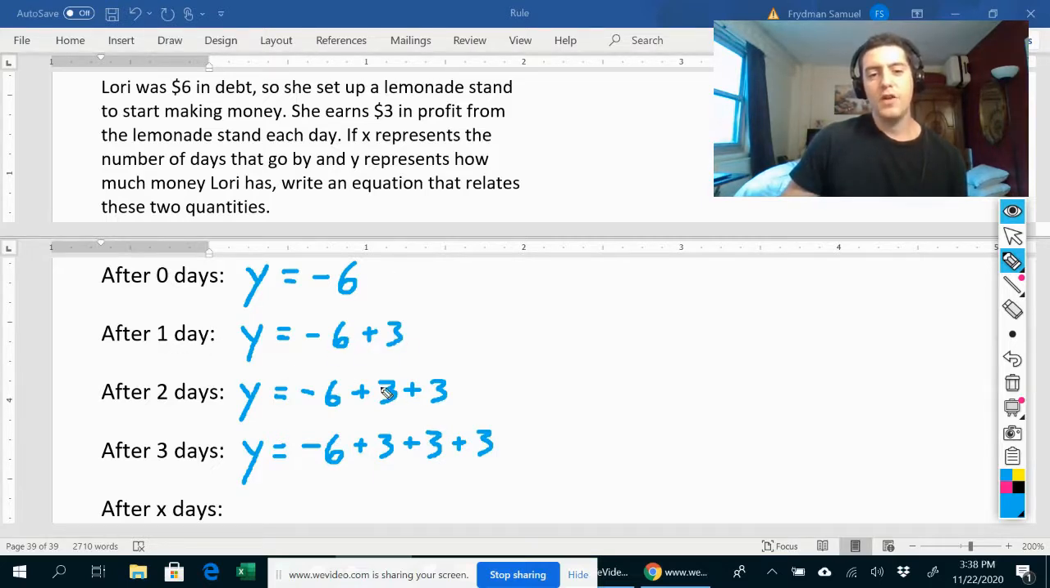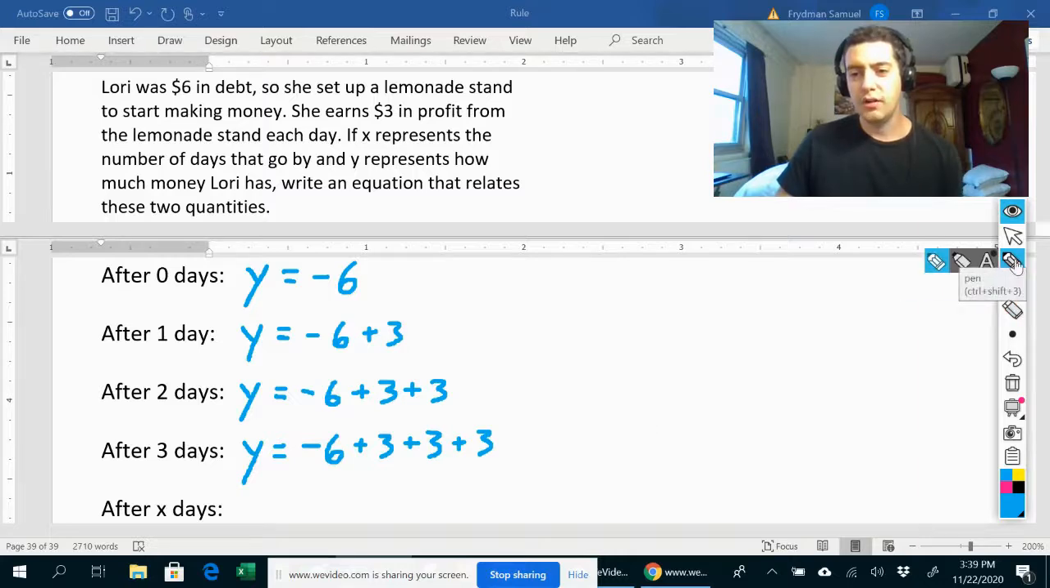2 days, we have 2 3s, 3 days we have 3 3s, and it would just continue like that for 4 days, 5 days, 6 days, and so forth. And all of these are also starting with -6 because that's how much money she had or didn't have to begin with. All right. Now, can I rewrite this in a different way?